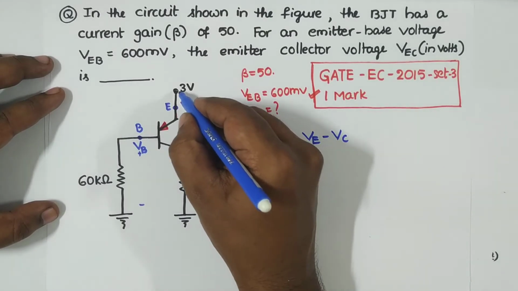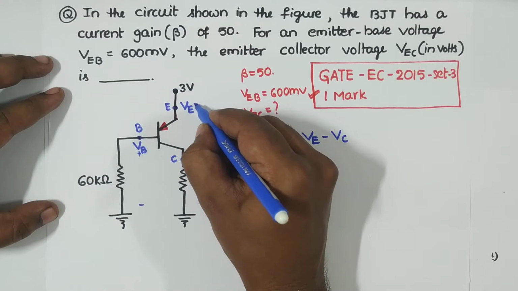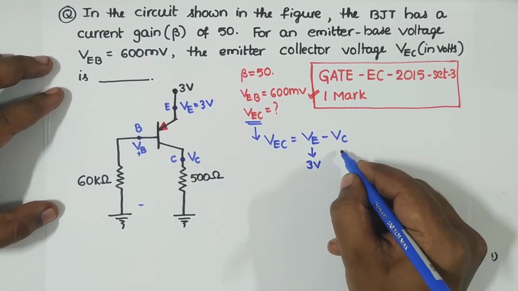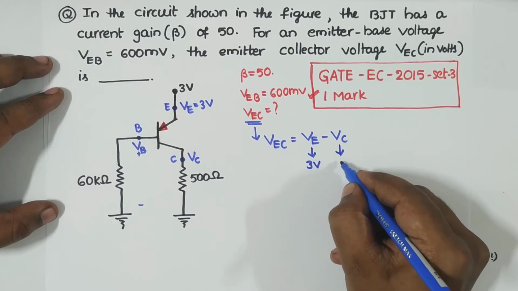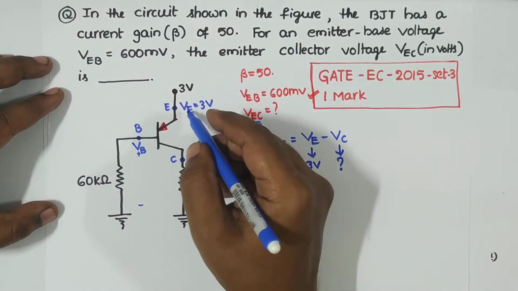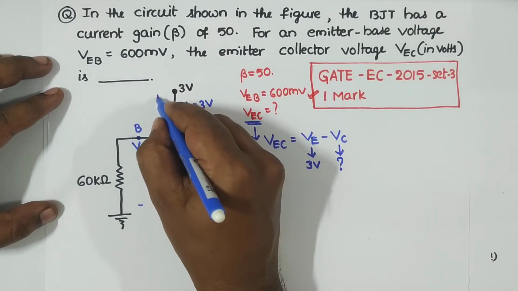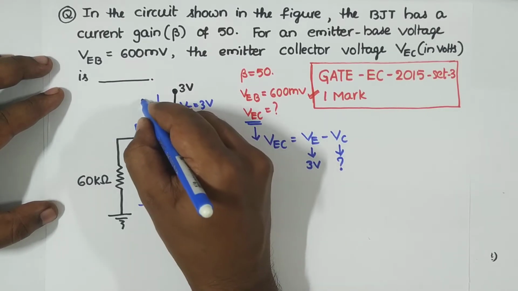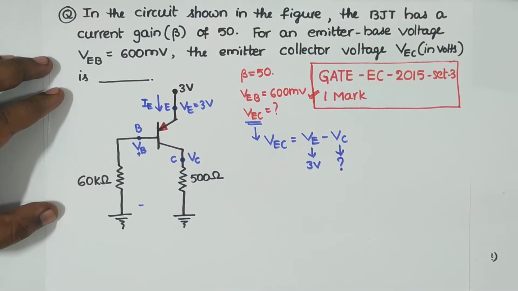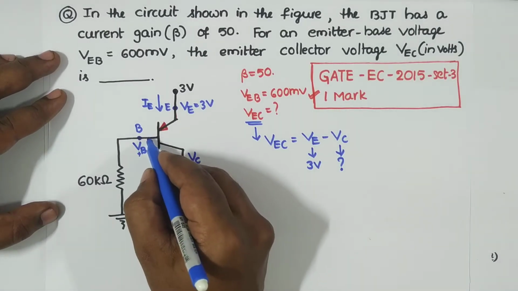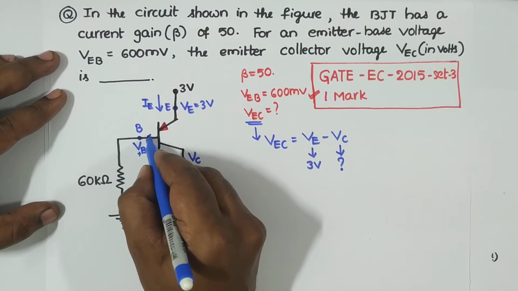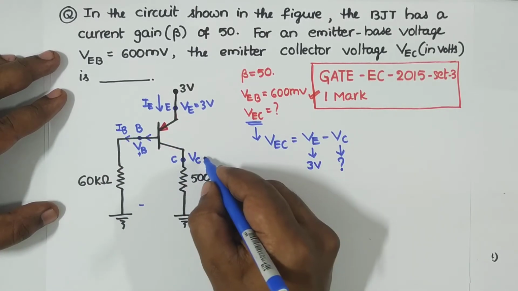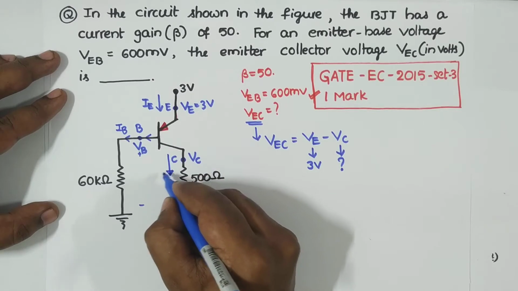Now what is VE? This is 3 volt, and this is also 3 volt. So VE is equal to 3 volt, and we should find VC. To find VC, note that whatever current we have along this red arrow is IE. Then you must have leaving currents: this is my IB, and therefore this must be my IC.